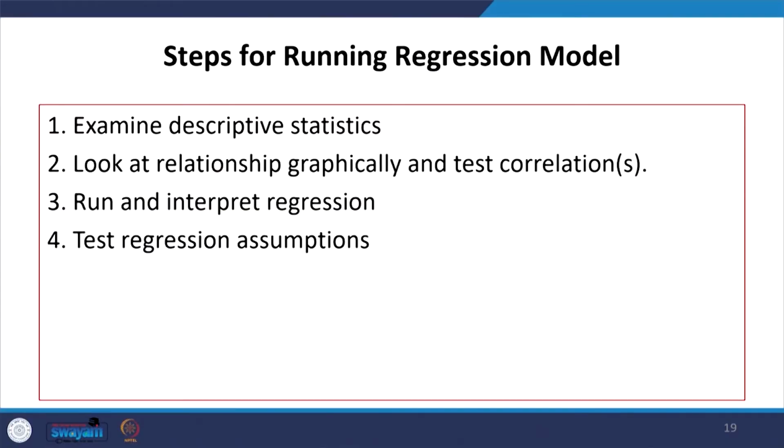Now, we are explaining the steps for running a regression model. First of all, we will examine the basic descriptive statistics, then we will understand them graphically and also understand their correlation, then we will draw and interpret some regression results, then test the regression assumptions, to check whether the regression was actually drawn correctly or not. These four important steps must mandatorily be followed to write any article or research paper.